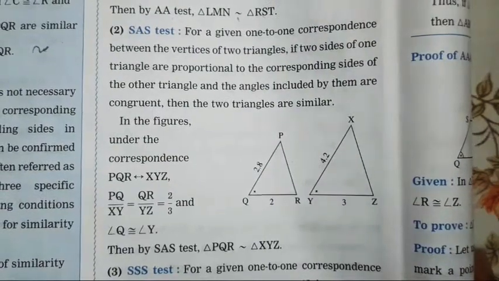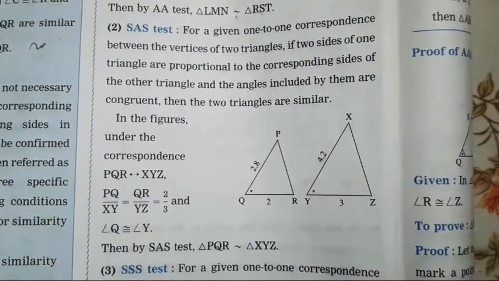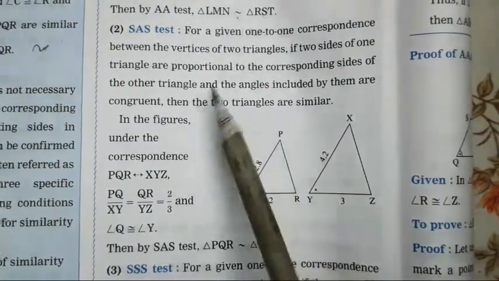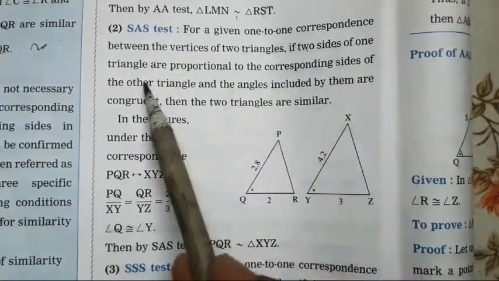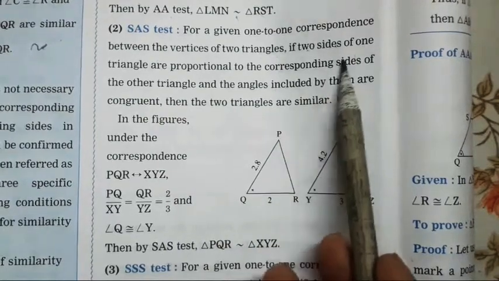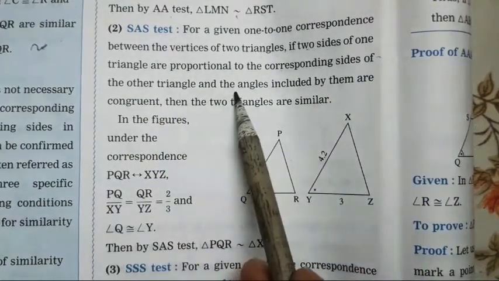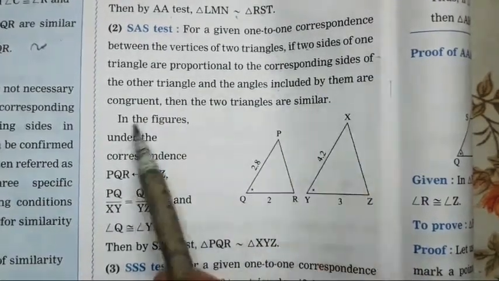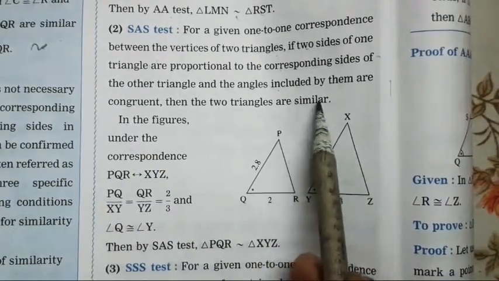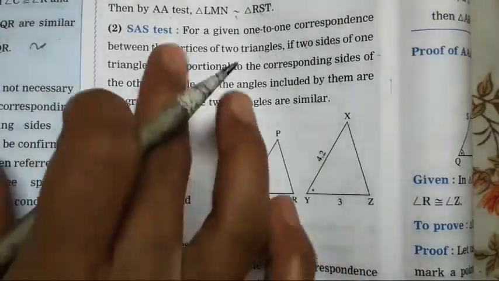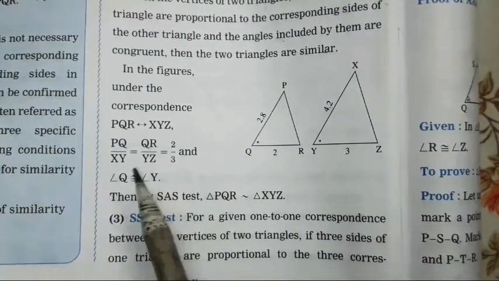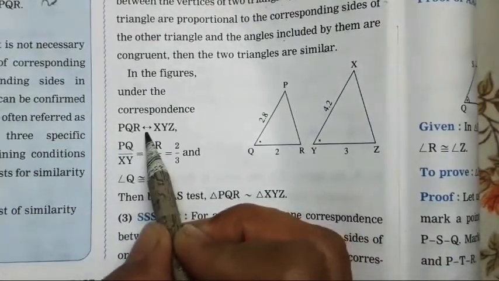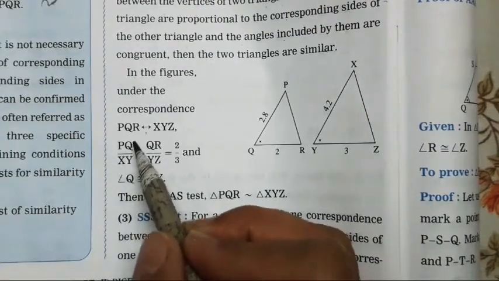Again, one angle and two sides are going to be congruent. Between the vertices of two triangles, if two sides of one triangle are proportional to the corresponding sides of the other triangle and the angle included by them is congruent, then the two triangles are similar. This is the statement of the SAS test, which is defining it. So first you give the correspondence sign, then you write the pairs.